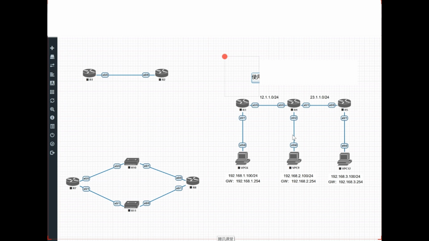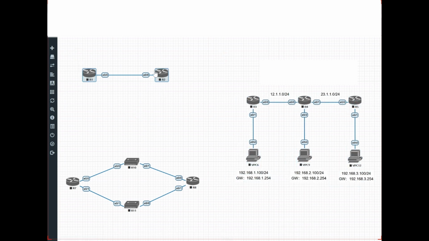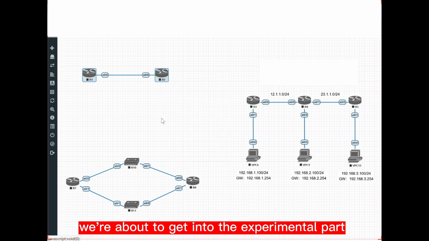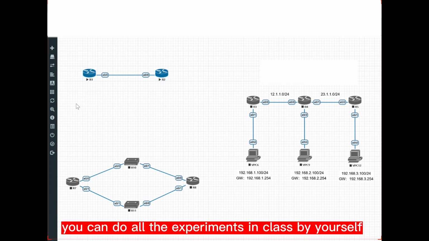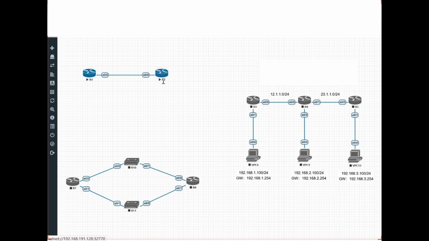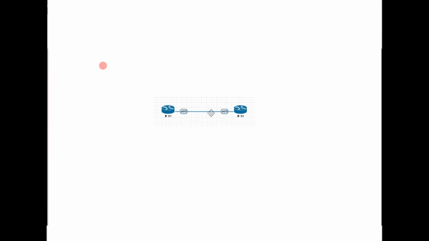Let's move on. Let's take a look at the configuration of static routing. We're about to get into the experimental part. The experiment I assigned to you is the one in the lower right corner. You can do all the experiments in class by yourself after class. We turn the device on. Start up. I use both devices. Want to do a little experiment? I'll take a screenshot of it now. Put it in the picture and say it.